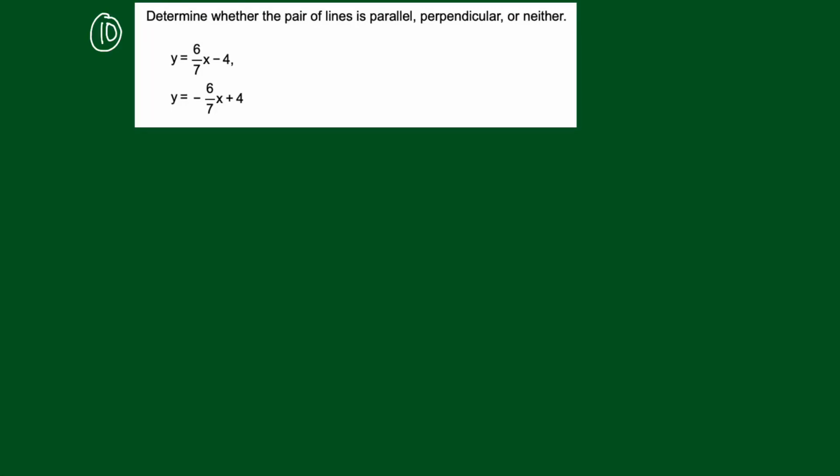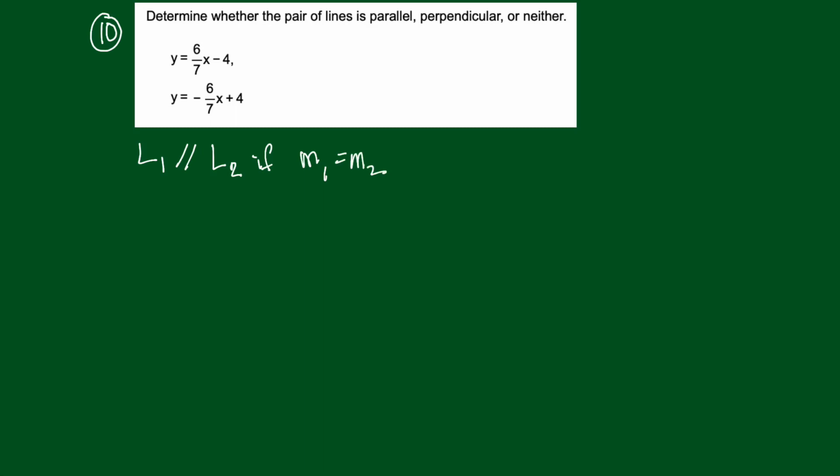We want to determine whether this pair of lines, this one and this one, are parallel, perpendicular, or neither. All right, now, here's what we know. Two lines are parallel. Matter of fact, I'm going to write this: suppose we have line 1 is going to be parallel to line 2 if the slope of line 1 is equal to the slope of line 2.